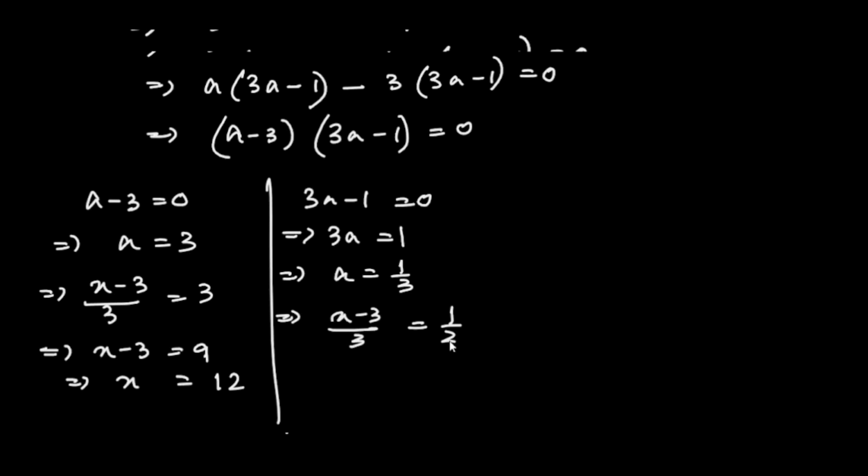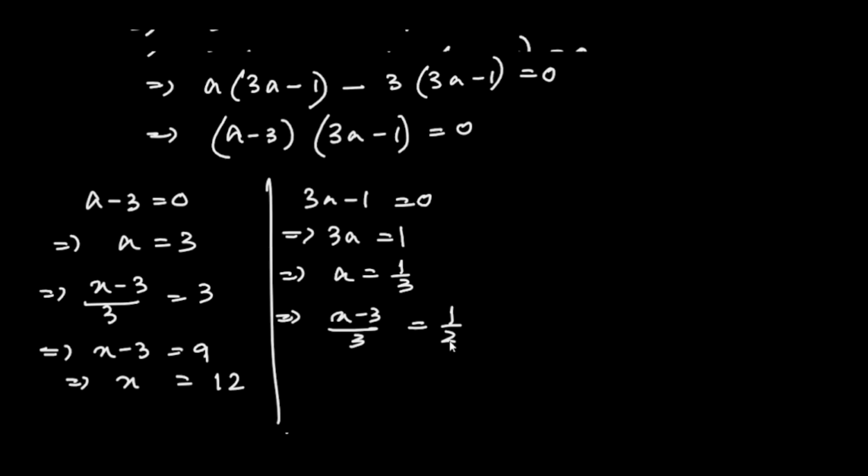Okay, sometimes students do one mistake. When they are cancelling, they thought everything is gone, so the right hand side becomes 0. That's a huge mistake. So here x minus 3 is equals to 1. So that means x equals to 1 plus 3, or x equal to 4. So ultimately we are getting two values of x. One is x equal to 12, another one is x equal to 4, and this is our answer.